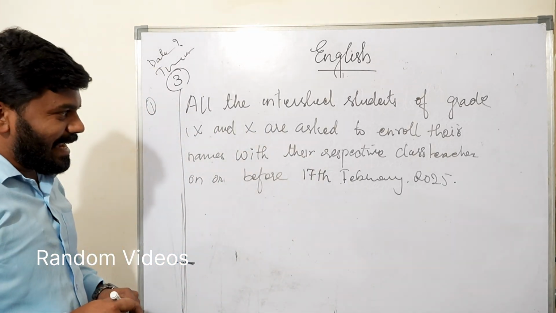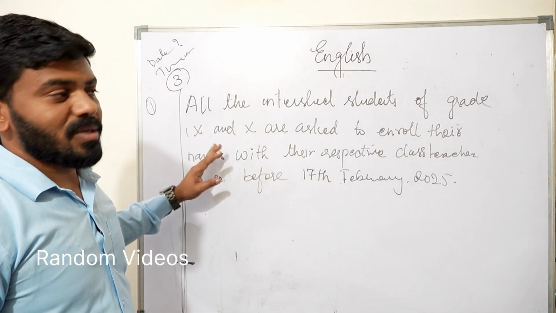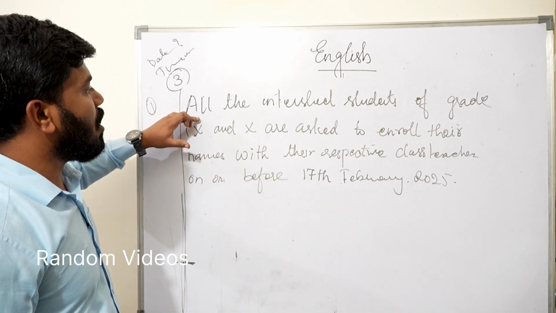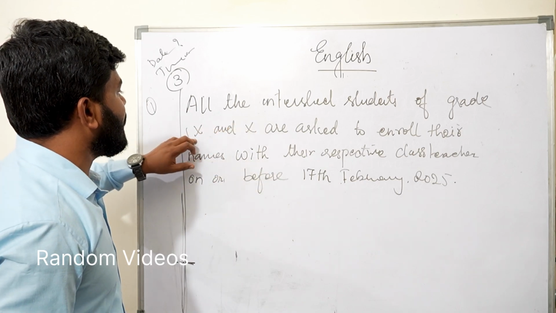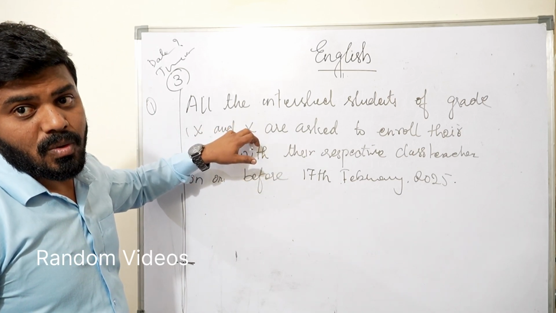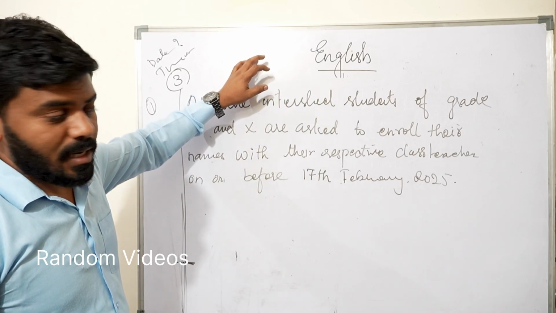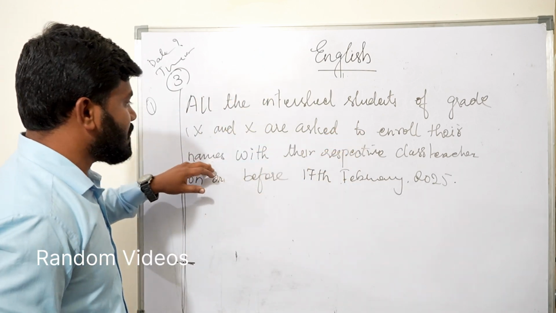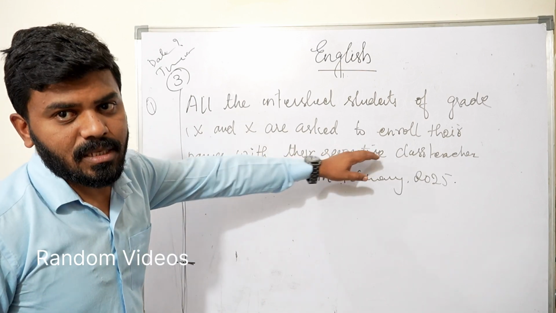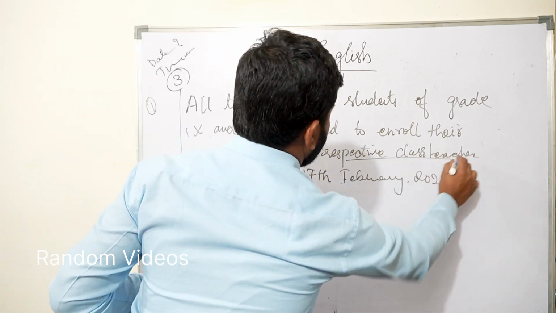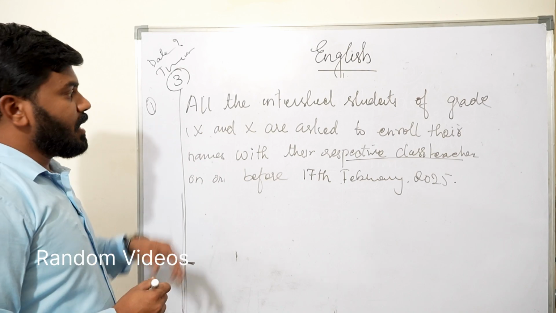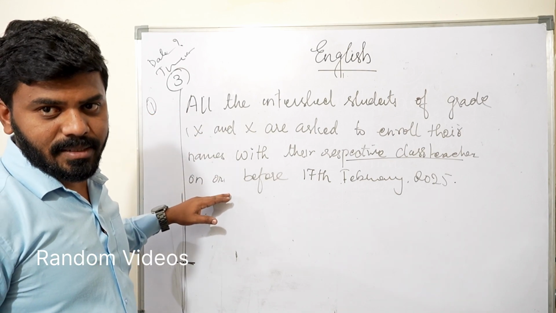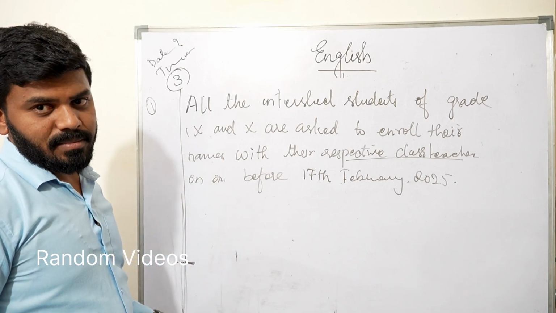Do not write any history here because you will make mistakes when you write too much. Here very clearly it is given: all the interested students of grade 9 and 10, in the sense who wish to take part in the inter-house debate competition, are asked to enroll their names with their respective class teachers. The in charge person is the respective class teachers. It is written in passive voice, and we have also given the deadline to enroll their names.